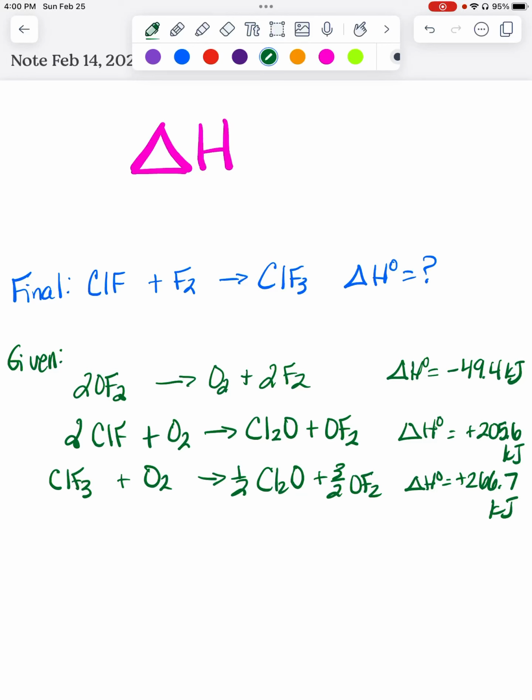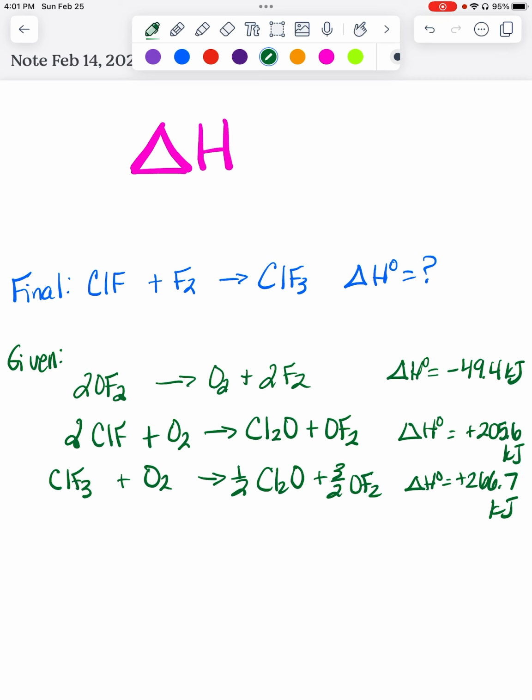How do you calculate delta H? Well, there's three ways. One is the way I'm going to show you right now. I call it the rearranging equations method. Then there's another way, which I'll show you in the next video. And the third way is something that we do in AP chemistry or college chemistry. It's not hard, it's just a different method.